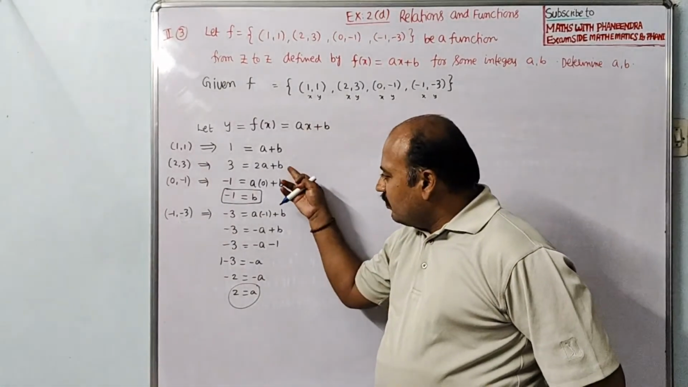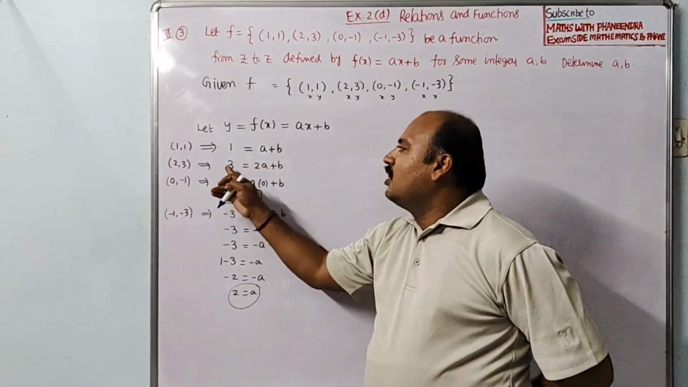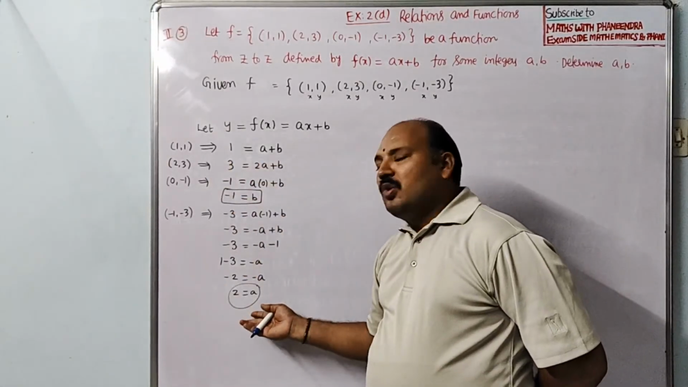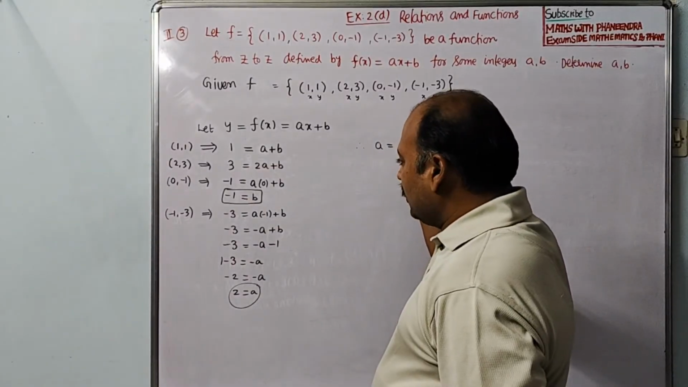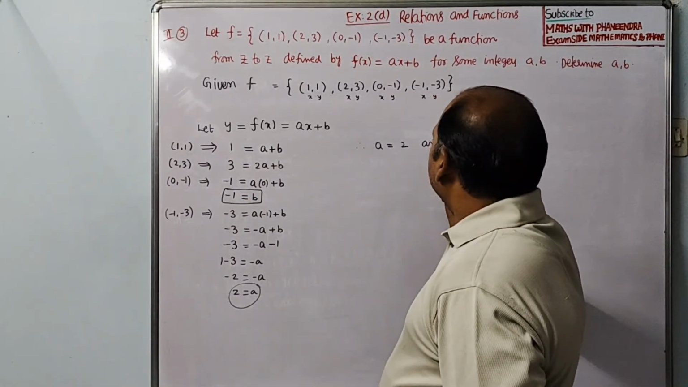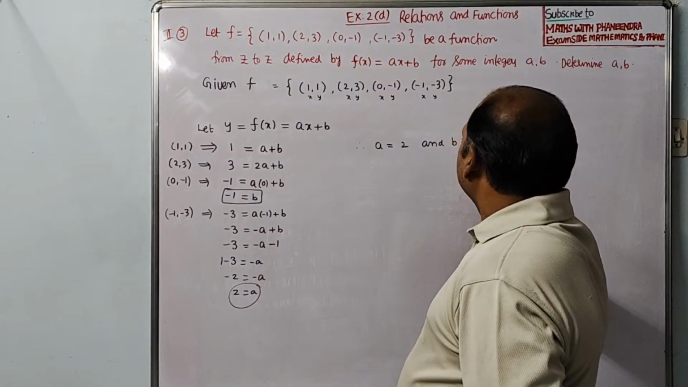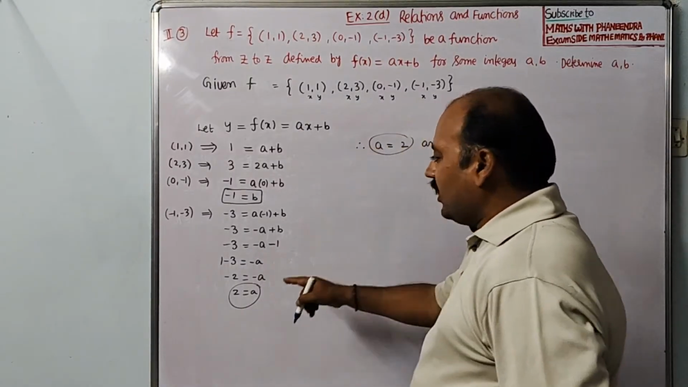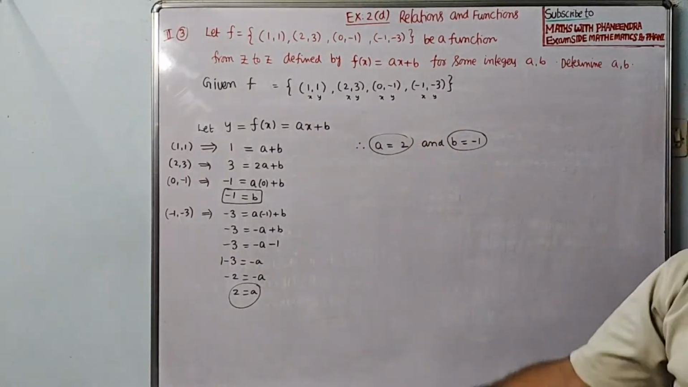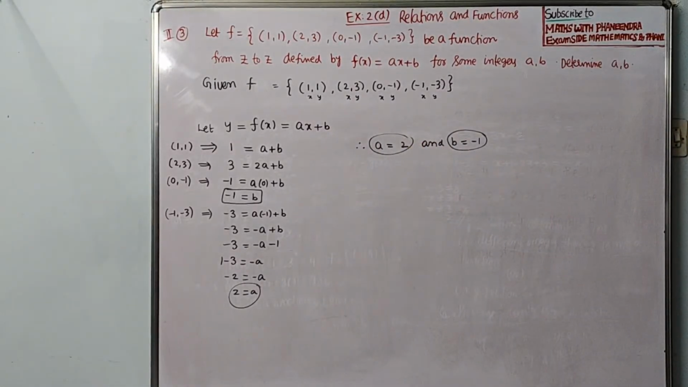If you substitute this b value even here, you are going to get the same answer. Why? Because b is equal to minus 1, substitute here plus 4. 4 is equal to 2a means a is equal to 2 only will come. Therefore, the values are a is equal to 2 and b is equal to minus 1. So these are the required values of a and b. This is the way we can do, dear students. It's a simple one. I think you got it.